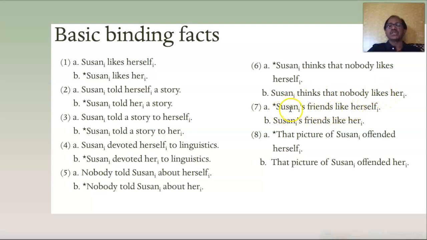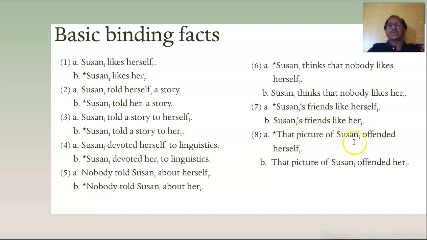Look at the next sentence. Susan's friends like herself. Here, herself is a reflexive. Susan is part of the subject. It is not the subject, right? The subject of the sentence is Susan's friends. So Susan is part of the subject, so it cannot be the argument of the verb like. Hence, Susan cannot be the antecedent for herself, right? Whereas, as we have seen earlier, reflexives and pronouns are in complementary distribution. So you can have a pronoun here which can refer to Susan, because Susan is not the co-argument of her.